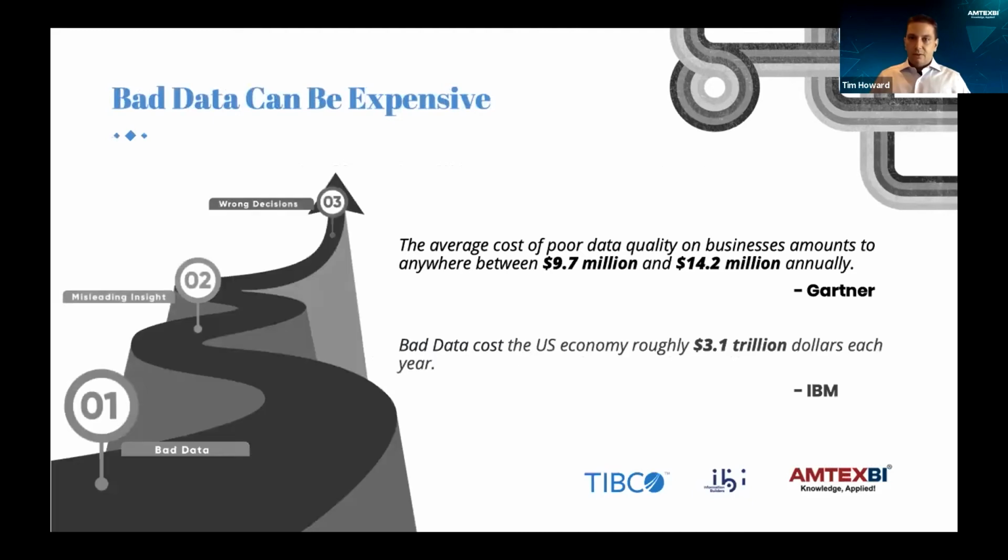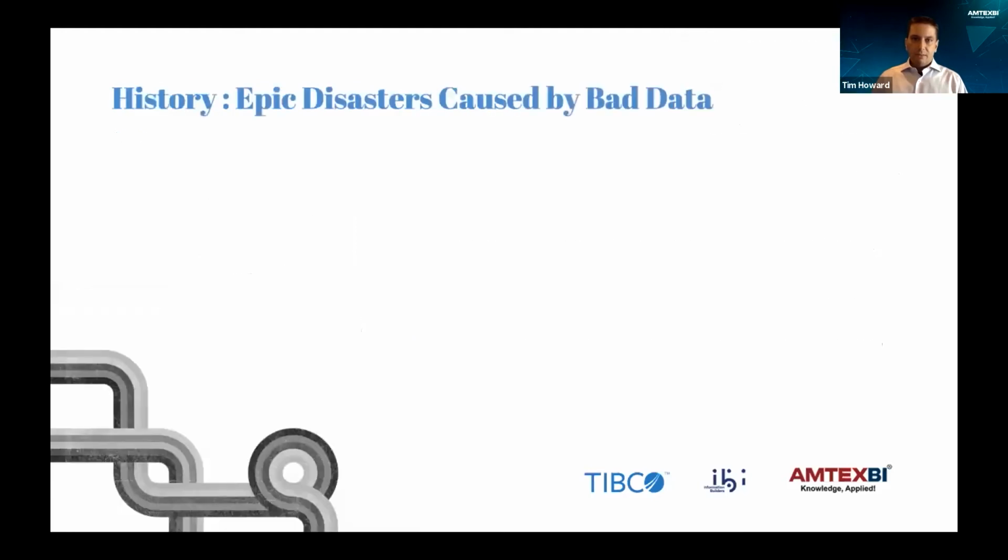As you can see here, Gartner has their numbers out, and the average cost of poor data quality for an individual business can range from 9.7 to 14.2 million. That varies wildly from company to company, and that's just an average number. But you can see it's a very significant figure. For the U.S. economy, roughly $3.1 trillion. These numbers are all over the place, as you can see if you look at this stuff, but it obviously can be very, very expensive.